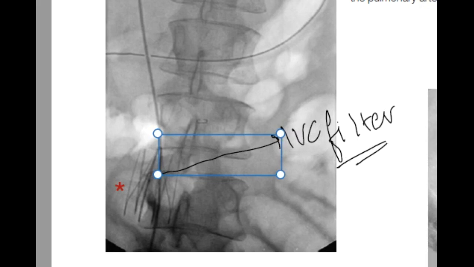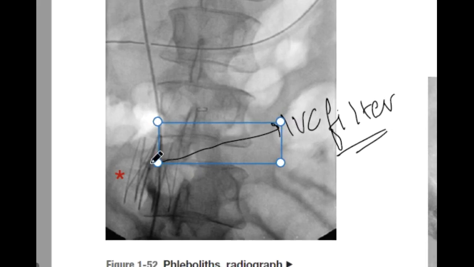It's difficult to see it definitely, but here, if you see, this is the inferior vena cava filter, which is put mainly for preventing the lower limb thrombi from entering the systemic circulation.